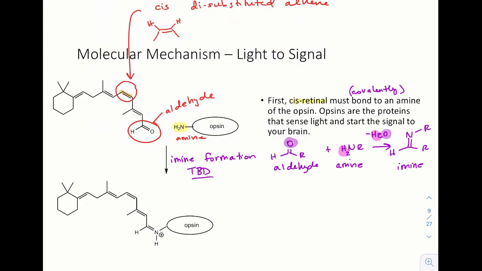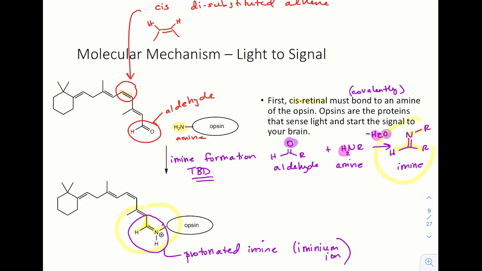And again, we'll discuss this mechanism later, but for now, you can understand that the retinal covalently bonds to the protein. And you can see this is actually a protonated amine or an iminium ion. Okay, so it's upside down compared to how I drew it over here, but this is a protonated imine. Okay, so look forward to learning that reaction later in the semester.